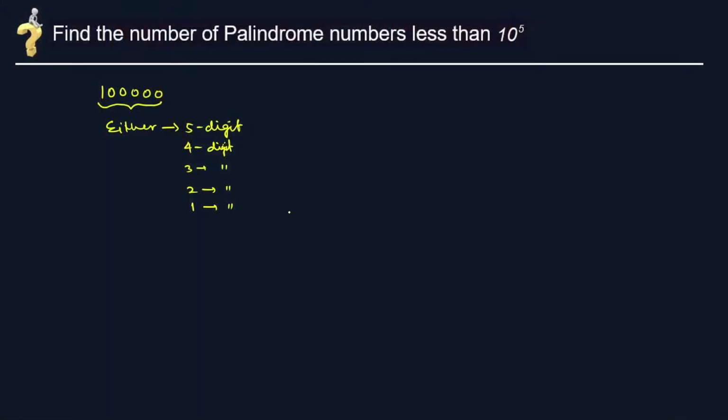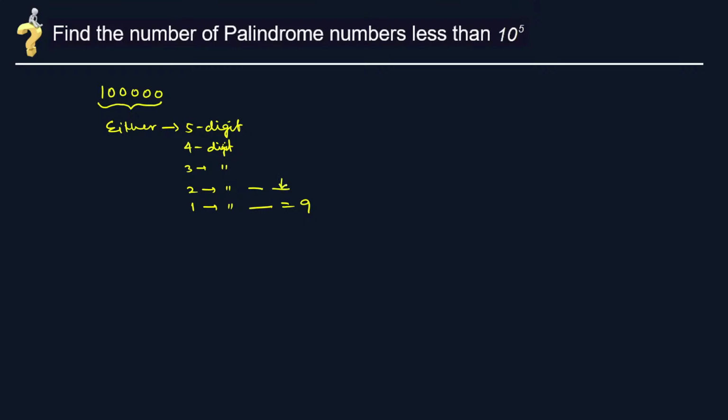Now 1-digit palindrome numbers will be only 10 ways are there. Am I correct? Absolutely wrong. Because this place cannot be 0. 0 is not a 1-digit number. Can you say it's a 1-digit number? No. So this place can be filled in only 9 different ways. So 1-digit palindromic numbers are how many? There are 9.